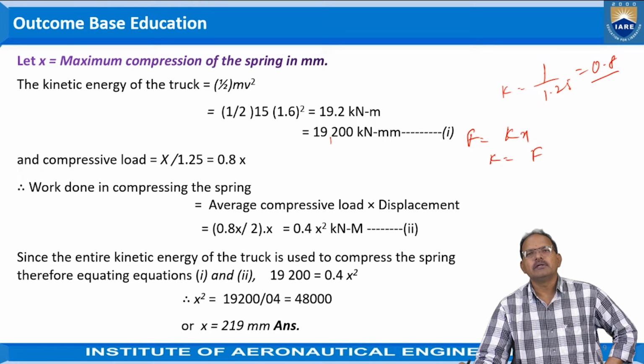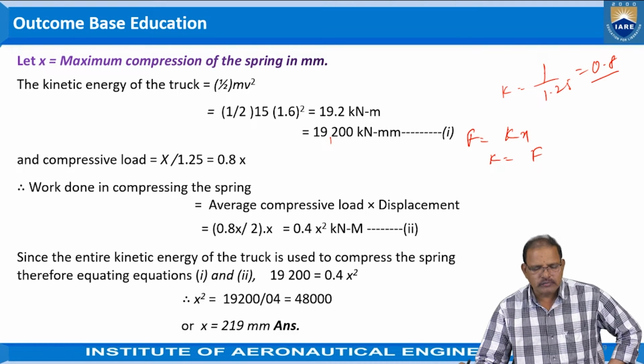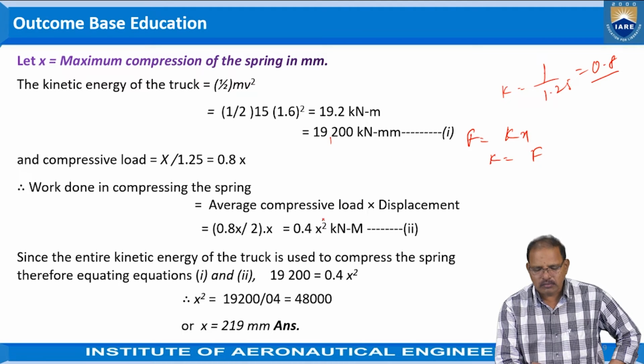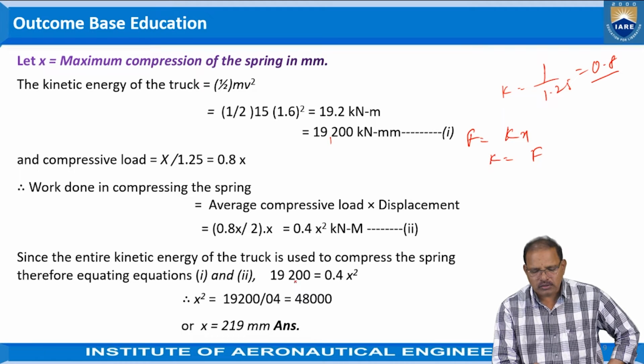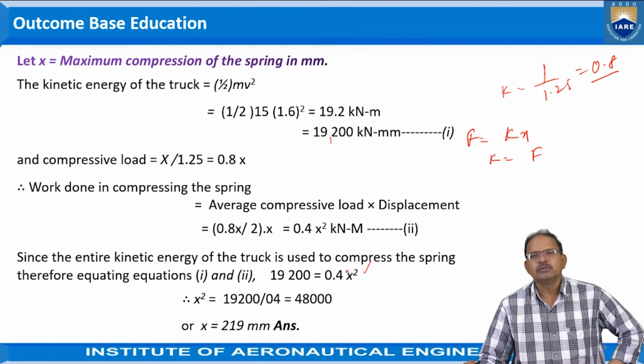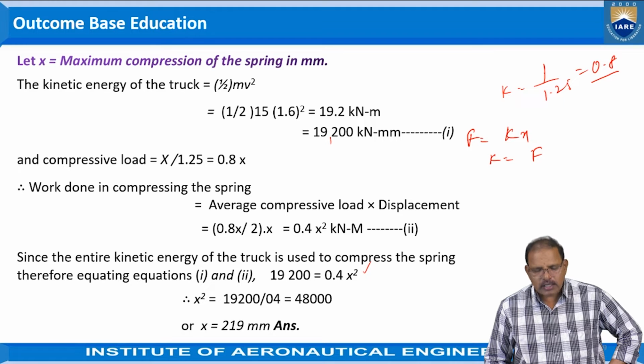But work done is nothing but energy, which is the capacity to do work. Hence work done is always equal to the kinetic energy or potential energy stored within the object. By equating these two, in equation number 1, the kinetic energy of this truck is 19,200, which is equal to 0.4 x square. So x square is 19,200 divided by 0.4, which is equal to 48,000, or x is equal to 219 mm.